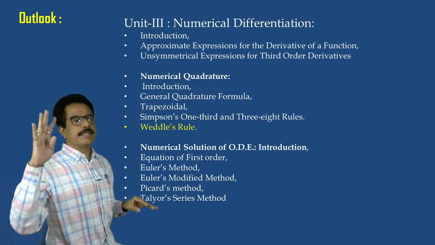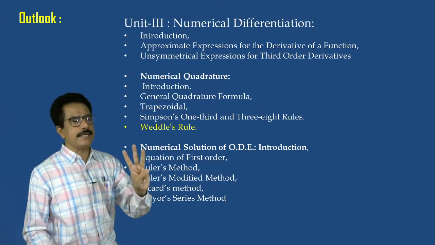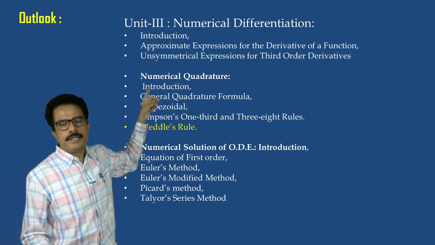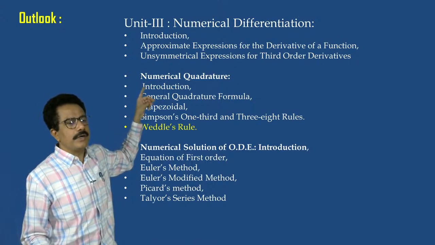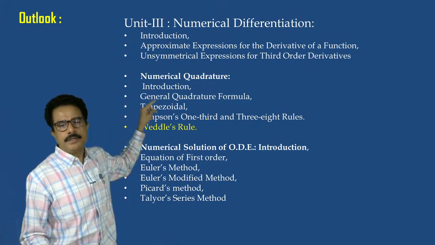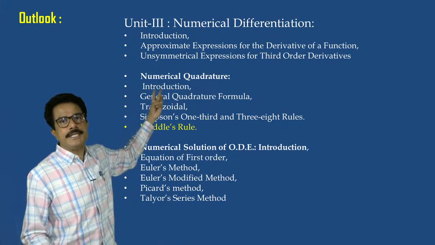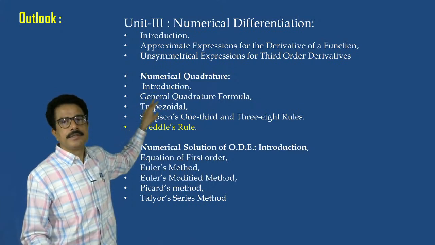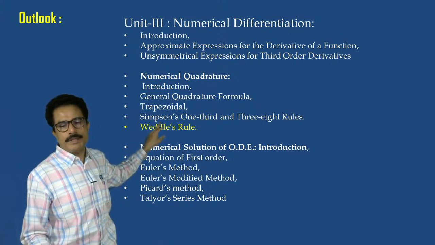Actually this is chapter number 3. This chapter number 3 is divided into 3 parts. First part is numerical differentiation, and that part has 3 sub-bits: introduction, approximate derivative and unsymmetric derivative. Second part of this third chapter is numerical quadrature or numerical integration. In that second part we have studied introduction, general quadrature formula, trapezoidal rule, Simpson's 1/3 rule.